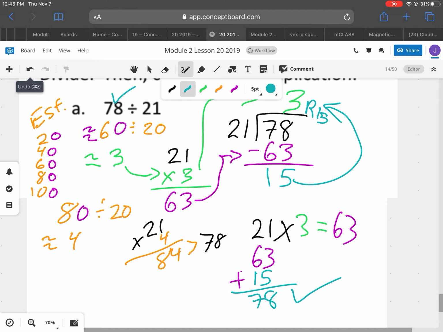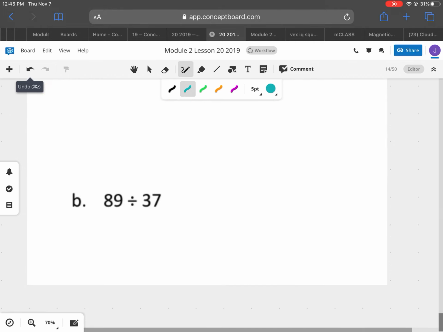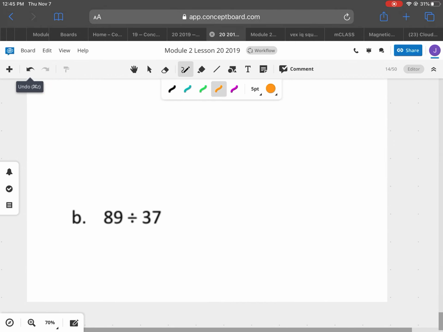So if you would have gone up to the 80, you would have gone 4 as your estimation, and that would have given you too much, the 84. So then you would have to go down to the 3. All right, so let's look at another problem. Here again, we have 37, so we're going to go up to the 40. Hopefully you can already see what we should use. We should use our 80, for 8 or 40, 80. All right, and that will give us 2, because 8 divided by 4 is 2.